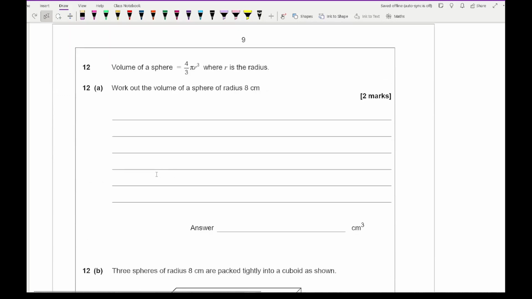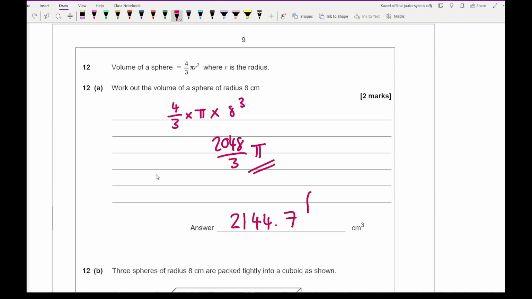Then with question 12, it says the volume of a sphere is 4/3 pi r cubed, and it says work out the volume of a sphere when the radius is 8. So all we need to do is substitute r equals 8 into this formula. This is exactly how I'm going to enter it in my calculator, and you should get 2048/3 pi, which would be fine as a valid answer, or if you want to play it safe and give it as a decimal, then we've got 2144.7, and that's been rounded to 1 decimal place.